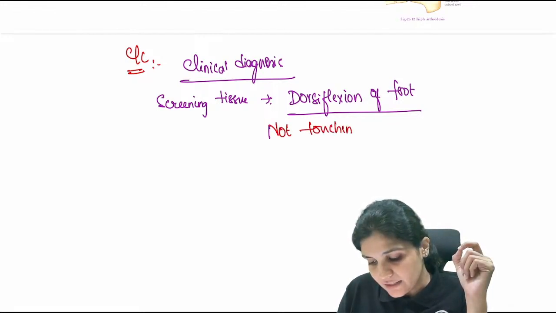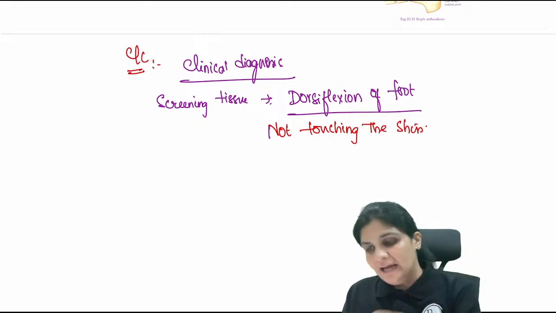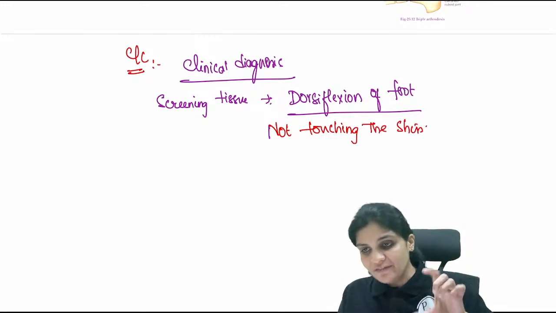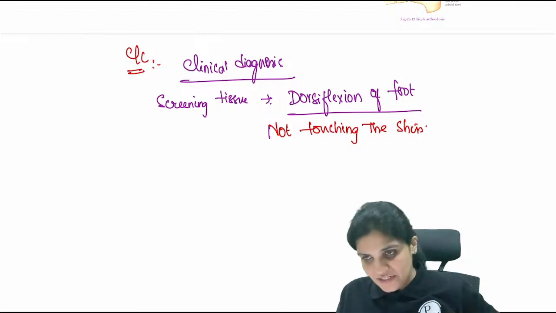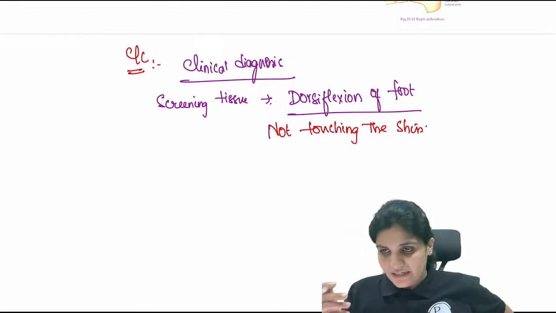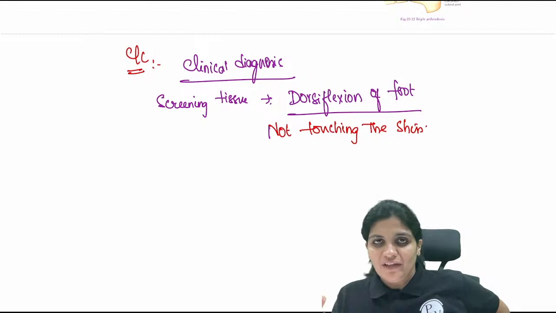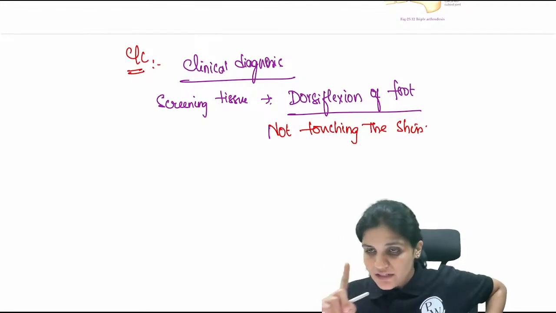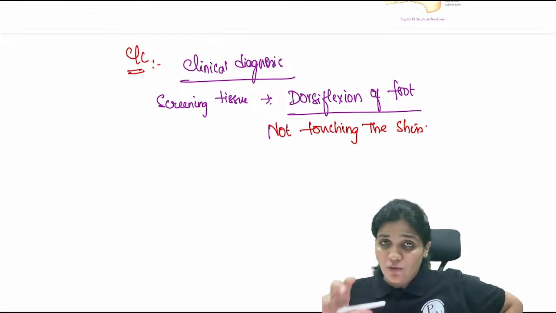Not touching the shin. Normally, whenever you dorsiflex, the foot touches the shin, the tibia. But in case of CTEV, it will not touch the shin. This is because of the tendoachilles contracture.